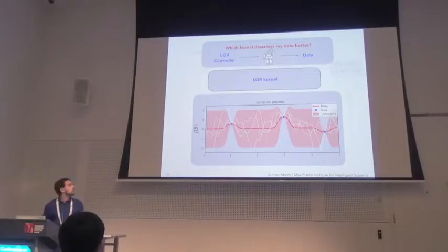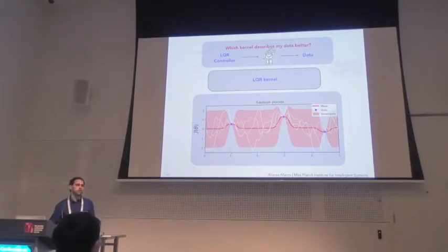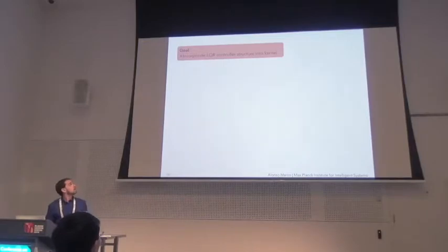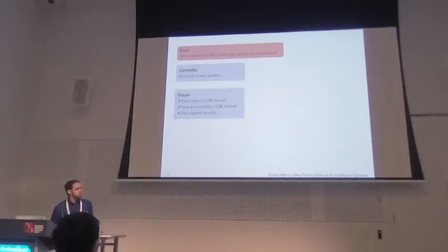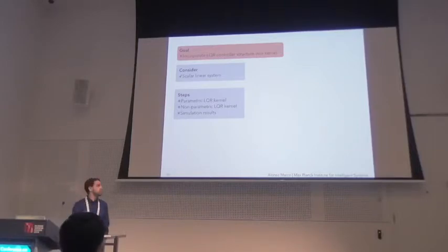Since we were talking about using LQR controllers, I'm going to describe next how to design LQR kernels. The goal is to incorporate the LQR controller into the structure of the kernel. For this, we're going to assume that we have a scalar linear system. We do this as a first step to approach this problem. I'm going to introduce a parametric LQR kernel and a non-parametric LQR kernel, and then I'm going to show some simulation results.